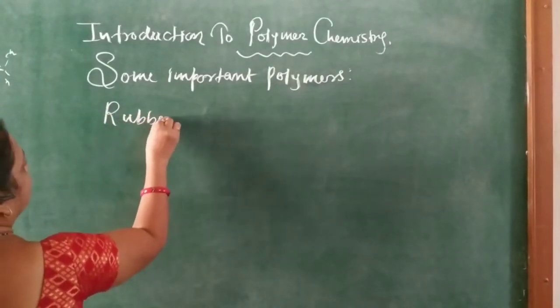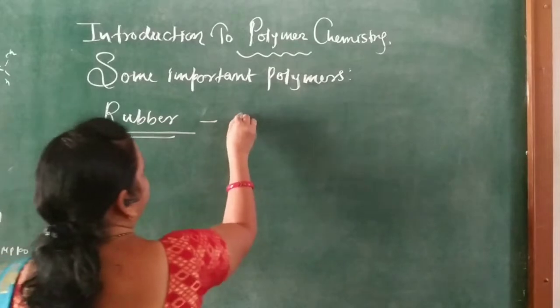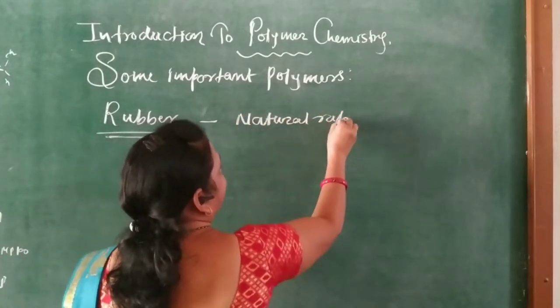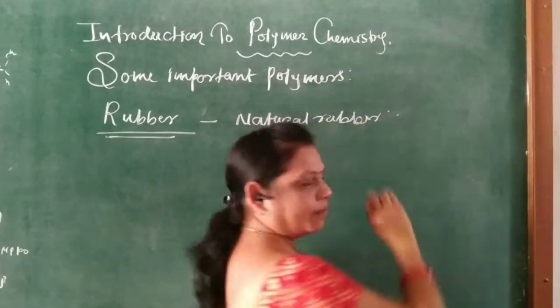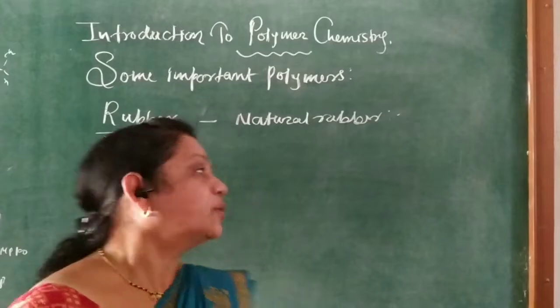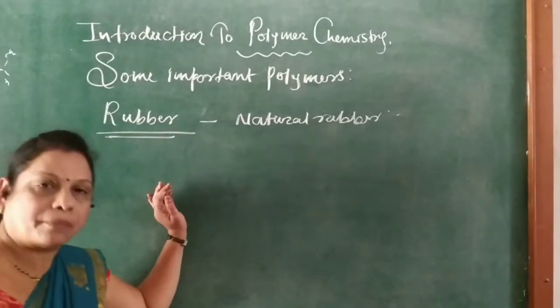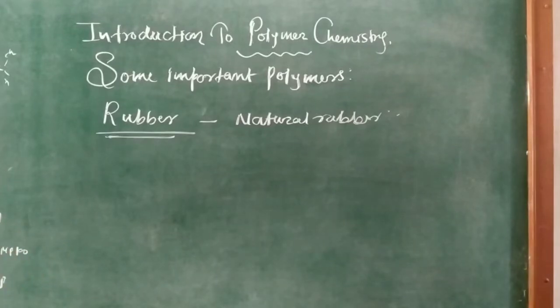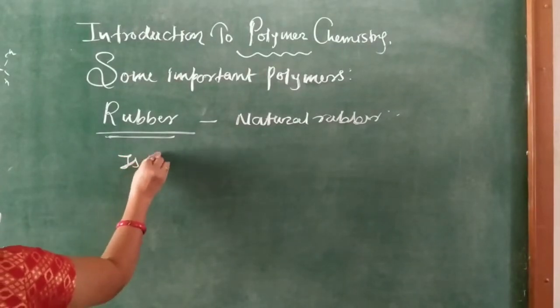Here, rubber. We know that there is natural rubber. Natural rubber is obtained from the barks of natural plants, called rubber plants. In natural rubber, the monomer used is isoprene.